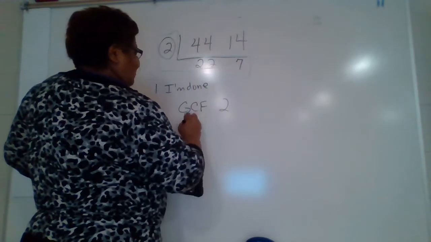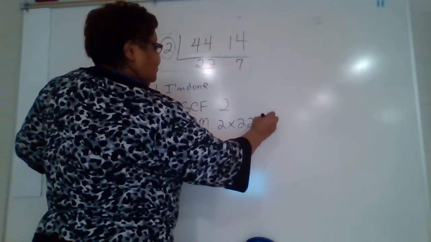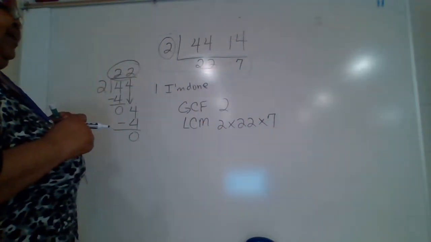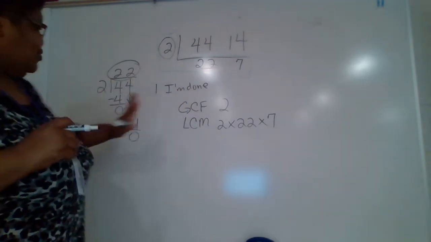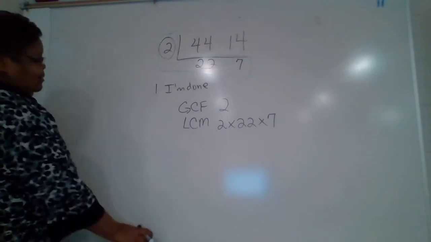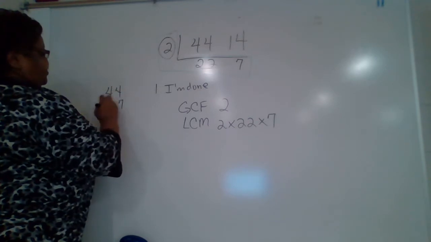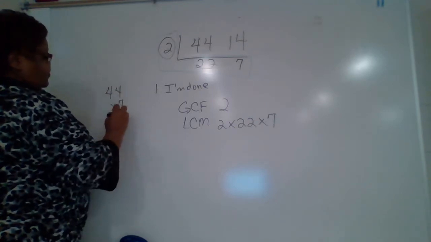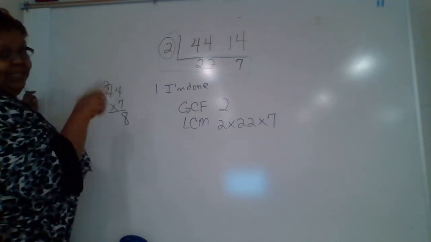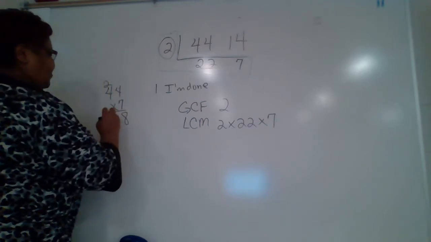So my least common multiple is 2 times 22 times 7. I don't know what that is, so let's go off to the side and do a little math. Somebody probably already did it. 2 times 22, we know that's 44. So I'm going to do 44 times 7. 7 times 4 is 28. Write my 8, carry my 2. We're carrying 2s in the 6th grade, y'all. 7 times 4 is 28, plus 2 is 30.